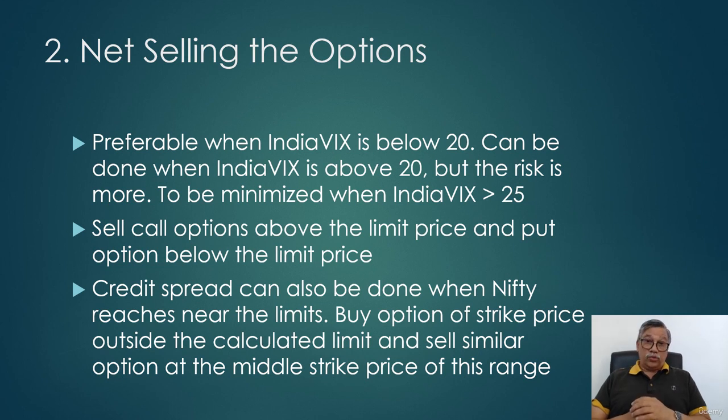Credit spread you can do. When Nifty reaches near the upper limit, you sell the middle of the range call, and buy another call which is slightly OTM. Or if it reaches the lower limit, sell the middle of the range put and buy another put OTM. So both these strategies you can do. You are expecting Nifty to remain fluctuating between this range. All right. So you can very well do both these strategies.